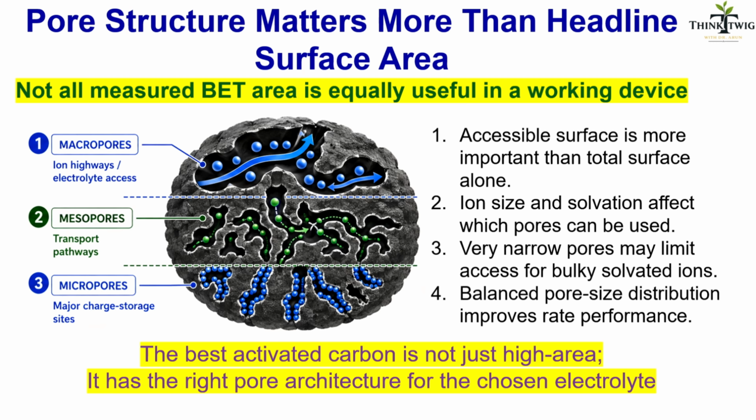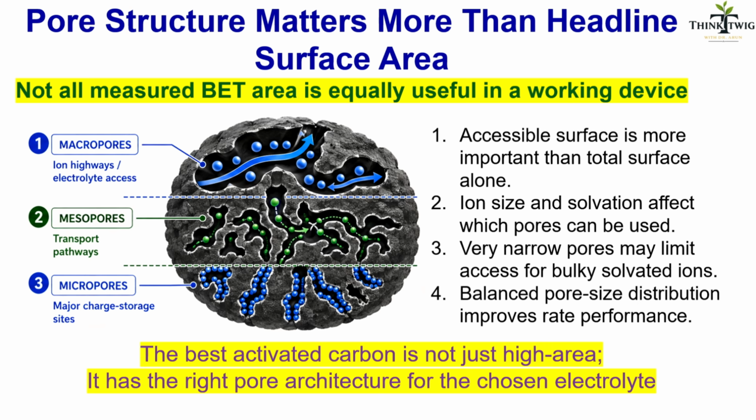The useful point is how much of that surface can the electrolyte ions actually reach and use. This is where ion size becomes important. Solvation also matters. Solvation simply means that an ion in a liquid electrolyte can be surrounded by solvent molecules. Because of this, the effective size of the species approaching a pore can be larger than the bare ion itself. If a pore is extremely narrow, access may become difficult for a bulky solvated ion.